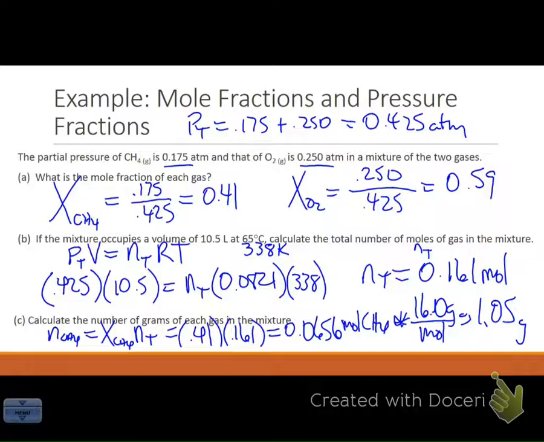All right, let's check your work. You should have gotten for the moles of oxygen 0.095, and then multiplying by 32, 3.04 grams of O2.